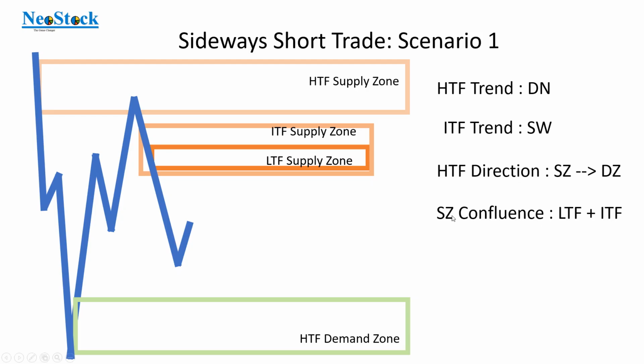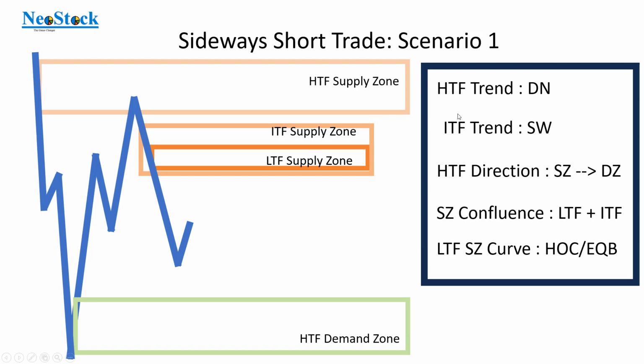Okay, this is another condition. The LTF supply zone curve: in this scenario, when the HTF trend is down, the ITF trend is sideways, the price direction is HTF supply zone to HTF demand zone, and the ITF supply zone and LTF supply zone confluence is there, the LTF sideways curve should be either high on the curve or equilibrium. So this entire scenario is called scenario 1. All these rules come under scenario 1.